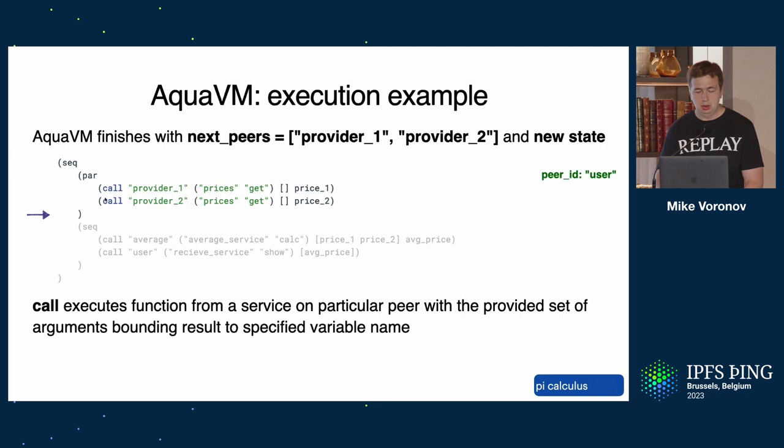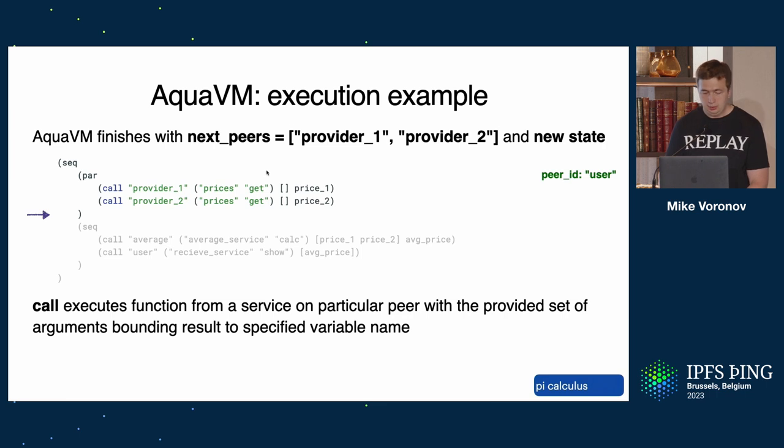Here are the two instructions: two calls, to provider one and provider two. But we started on a peer with peer ID user. AquaVM obtains the peer ID from this part, the signature of a call, with a peer ID, service name, function name, arguments, and the result to be bound. AquaVM sees that it's provider one and provider two, not the user peer ID. Then we should put into next peers, which is produced by AquaVM as a result, just the providers, provider one and provider two, and a new state. I won't cover the state because I won't have much time, but in this state there would be values that represent that these calls were actually called, and the result was sent to the peers with the signatures.